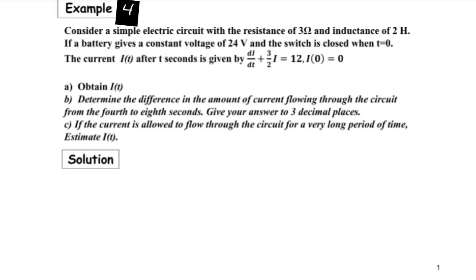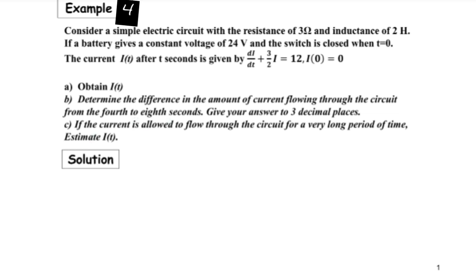Now let's consider a simple electric circuit with a resistance of 3 ohms and an inductance of 2 H. If the battery gives a constant voltage of 24 volts and the switch is closed when t = 0, the current I(t) after t seconds is given by the differential equation dI/dt + (3/2)I = 12, where the initial value is I = 0 when t = 0. So the first question is to obtain I(t), and the second question is to determine the difference.